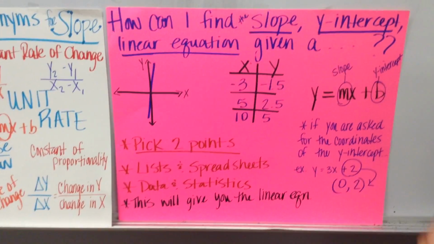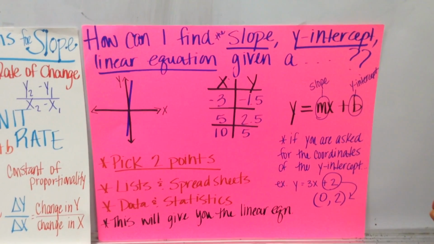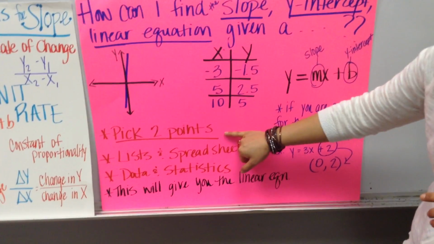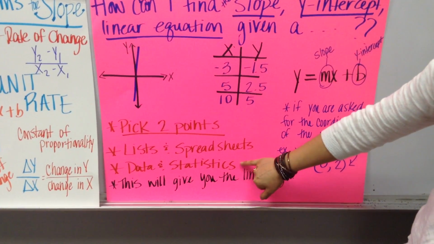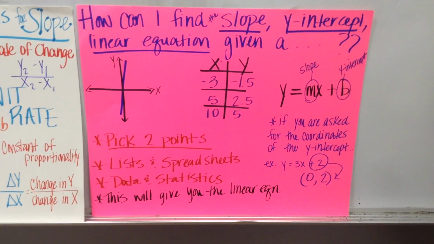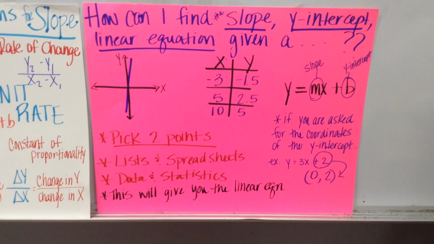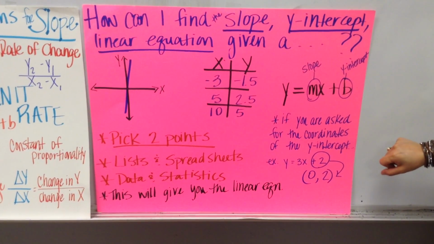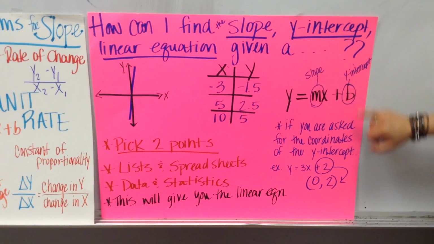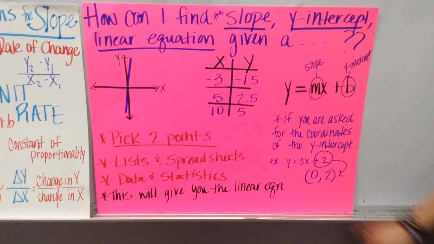Lastly, how can I find a linear equation given a graph, a table, and just by looking at the linear equation? So basically for all of these, you're going to need to pick 2 points. You're going to go to list and spreadsheets, data and statistics. From here, this is going to give you your linear equation, and we'll show you the actual example in a second. Obviously, m is your slope, okay? So if you're asked for the coordinates of the y-intercept, because you already know that one's slope, we want you to know that if it's a positive 2, if we put this on the graph, it would actually be located at 0, 2.